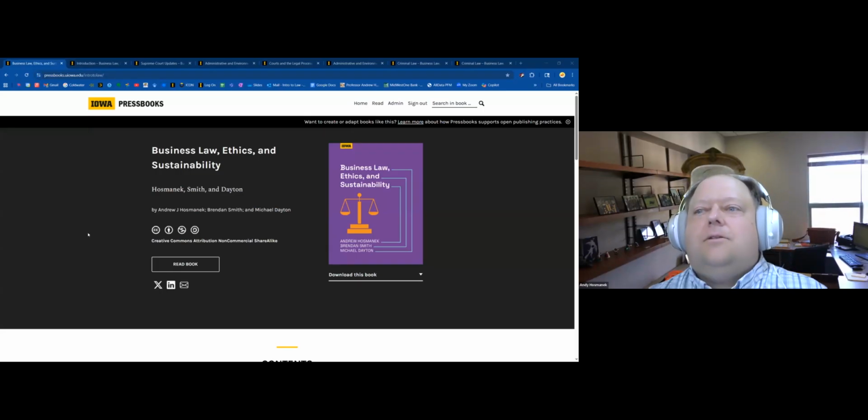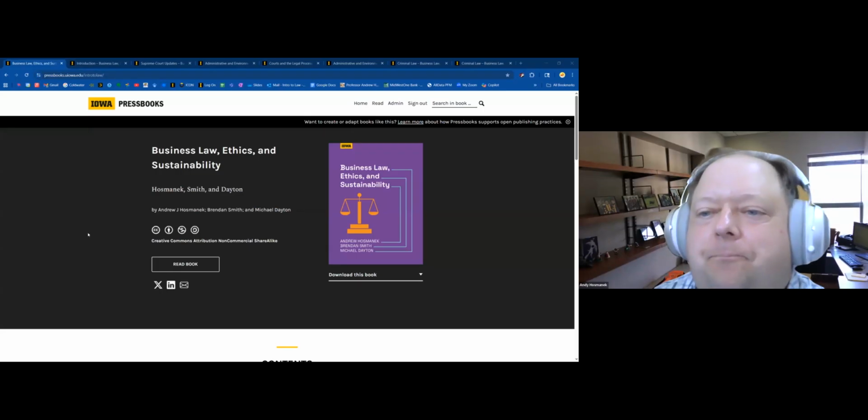And then there was a program at Iowa called the Open Hawks OER Grant, where there was actually a good amount of money available to develop OERs. And so I'm going to share my screen here and show you what we came up with. So hopefully everyone can see the screen here with the purple book.